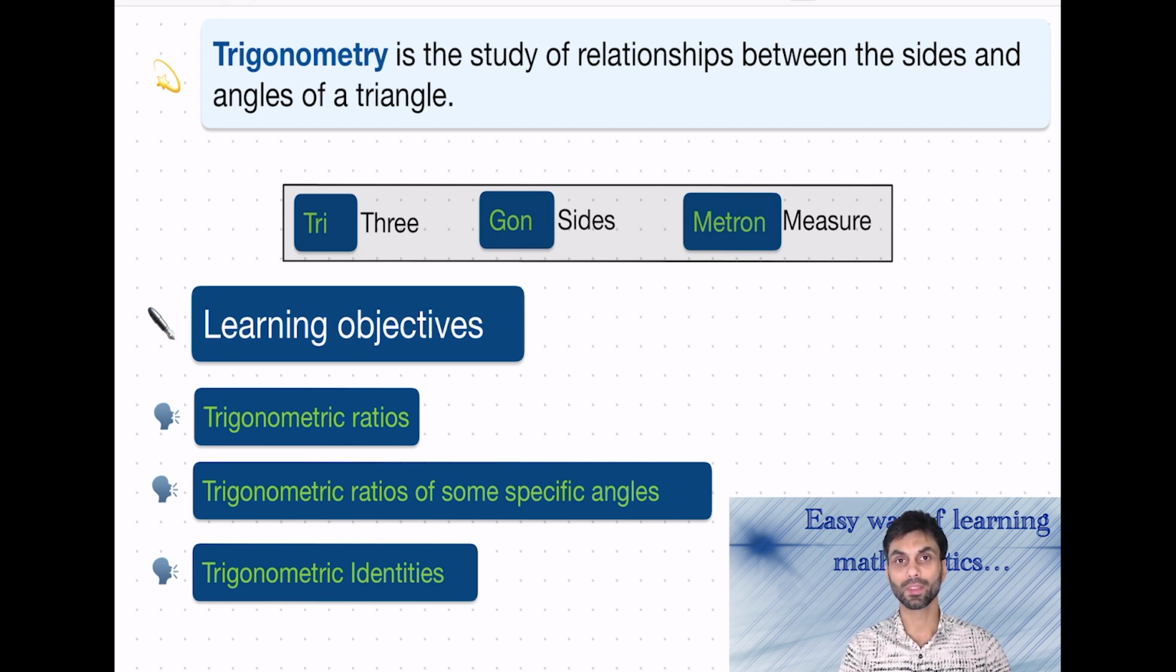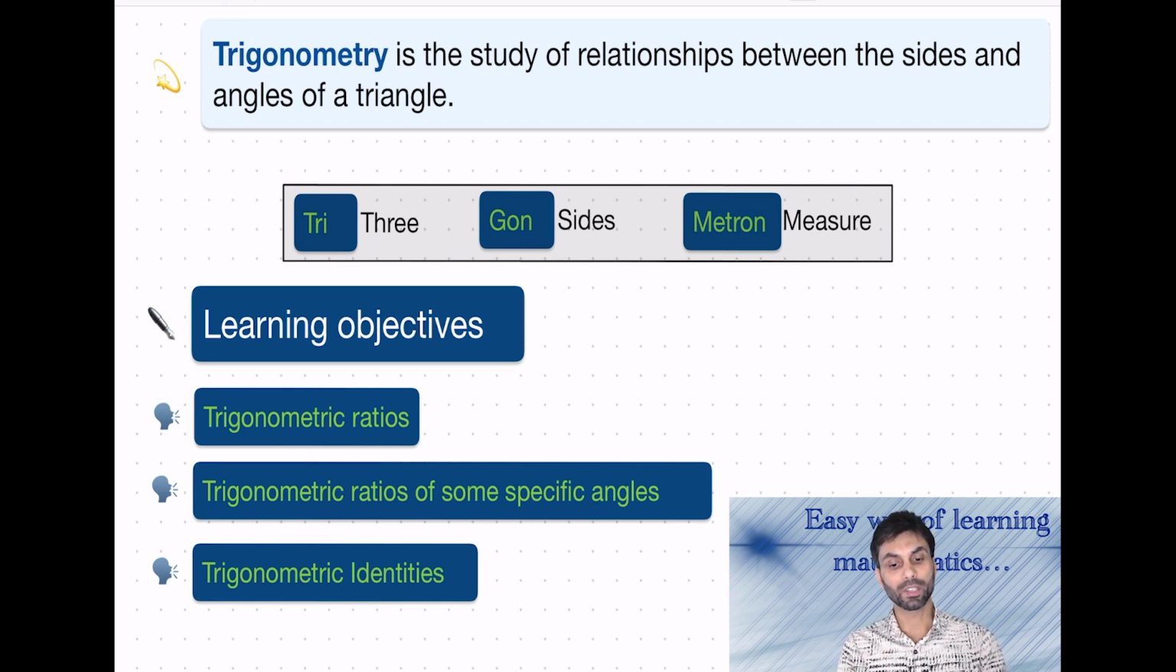other triangle. Going forward, if you talk about the basic meaning of trigonometry, how we can understand it, then if you break trigonometry into three parts, we'll have tri, gon and metron, where tri means three, gon means sides, and metron means measure. So this is the three sides measure that we are going to discuss.